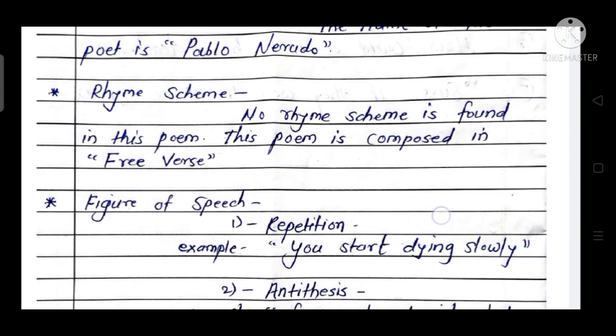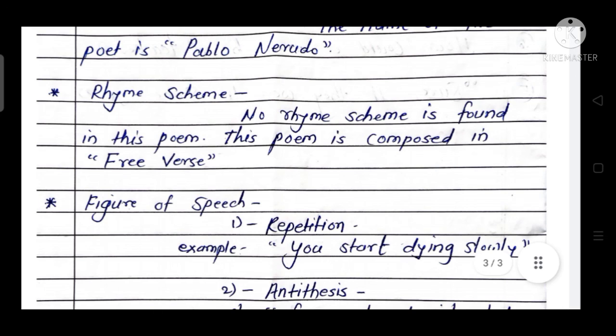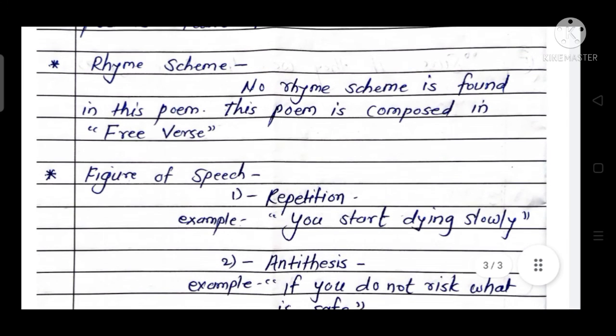Such types of examples or explanation have to be given for this point, and for this point 1 mark is given. There are no rhyming words in this poem, therefore there must not be a rhyme scheme. Then such types of poems should be taken as free verse. Therefore the answer is here, this poem is composed in free verse.